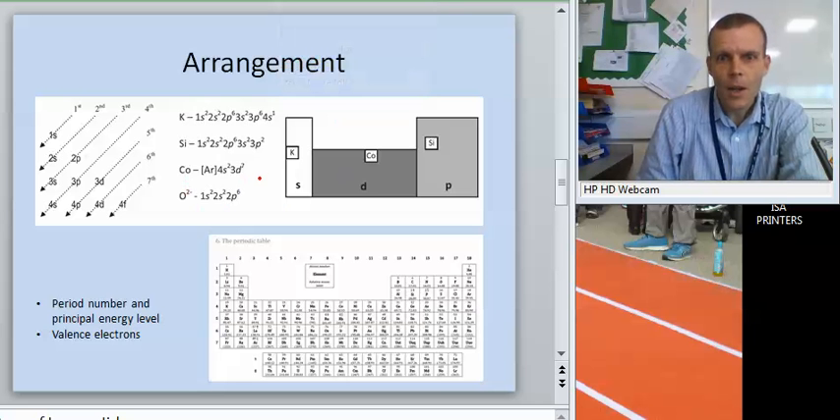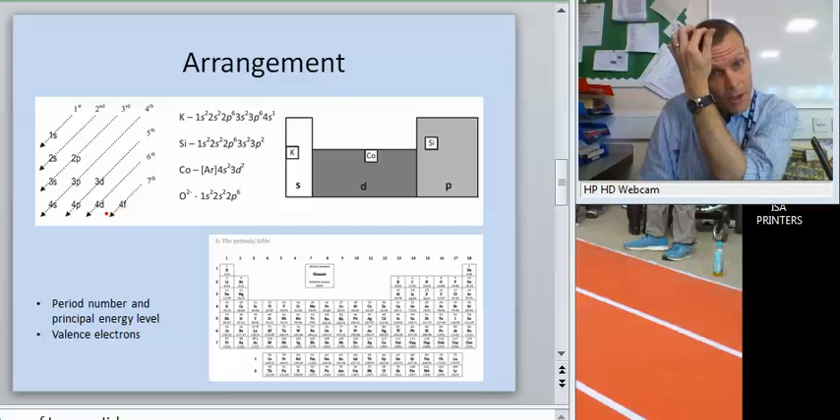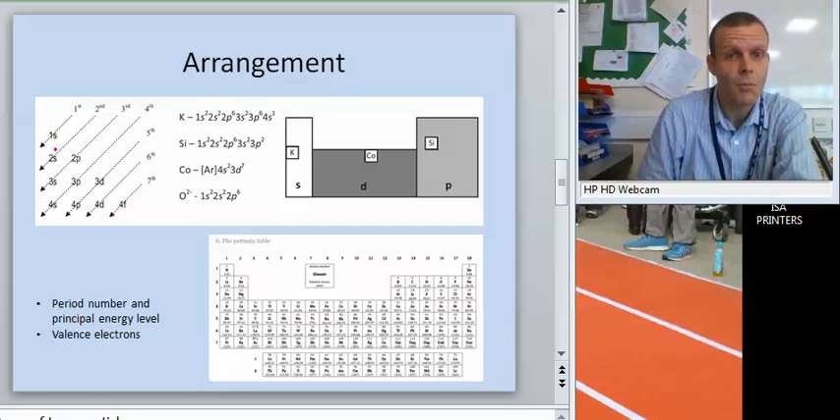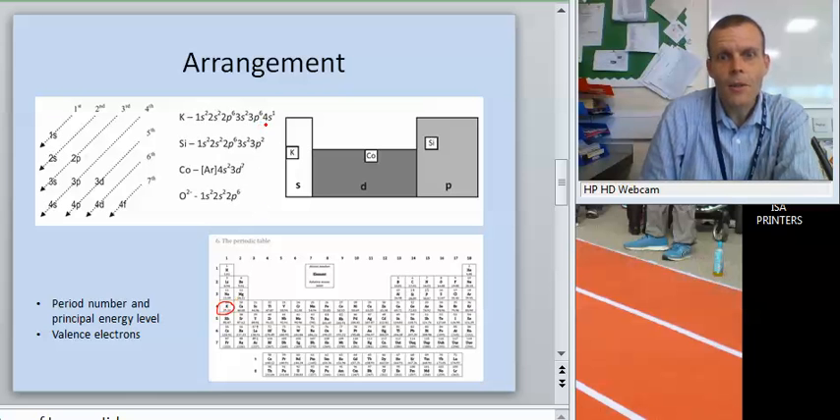So how are these things arranged, and what's it got to do with electronic arrangements? Well, in the atomic theory section, we learnt how to do electron configurations. We used a chart like this to build up these lists of how the orbitals are filled up, and we use things like Hund's rule, the Aufbau principle, the Pauli exclusion principle, and we ended up being able to write these electron configurations. So if we take potassium, it's finishing up 4s1.